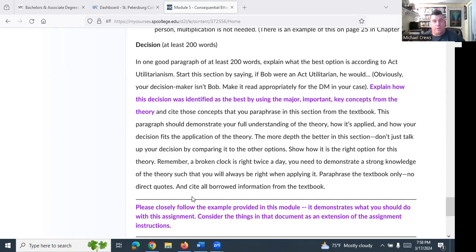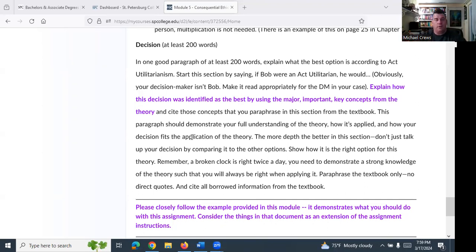So now what you're going to do, and this part's important, you're going to explain how this decision was identified as the best by using the major important key concepts from the theory. This means that you need to go to where the theory is explained in the textbook, and you need to pull out concepts that are key to the application process. You need to paraphrase those and cite those as you're going. So you'll say something like, according to blah, blah, blah, which says this, that, or the other thing, an act utilitarian needs to do da, da, da, Manus and Monroe, comma, 2022, in the in-text citation. Isaac does this by going blah, blah, blah, right?